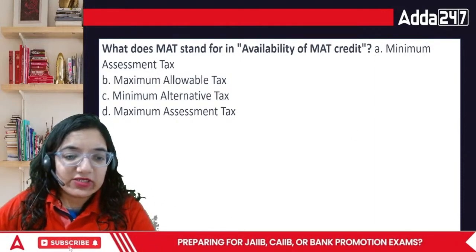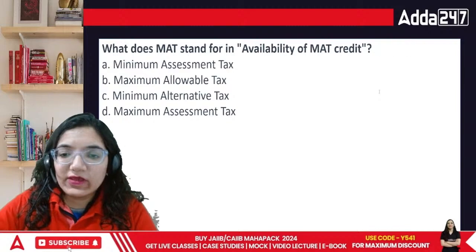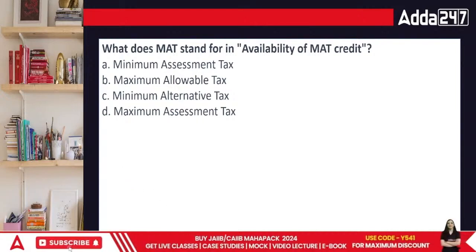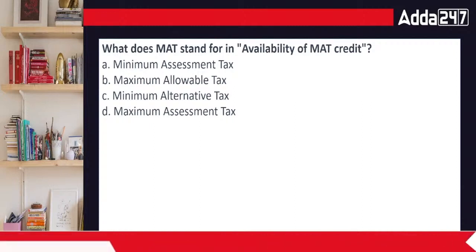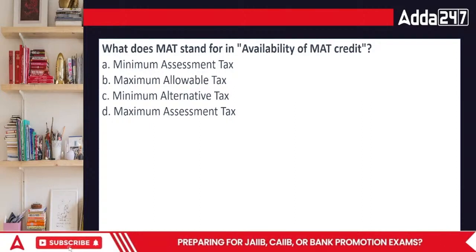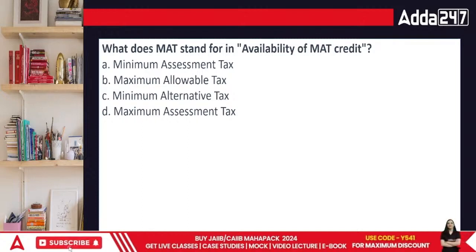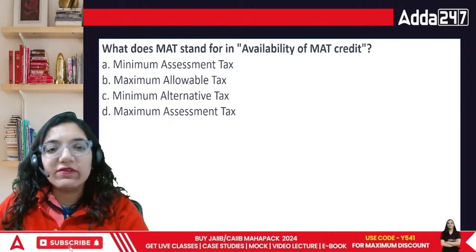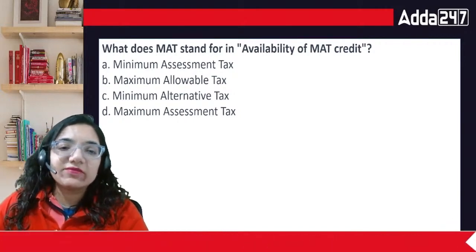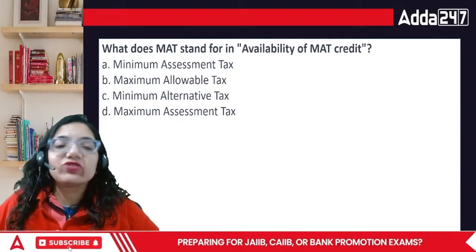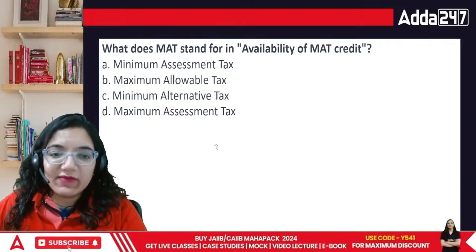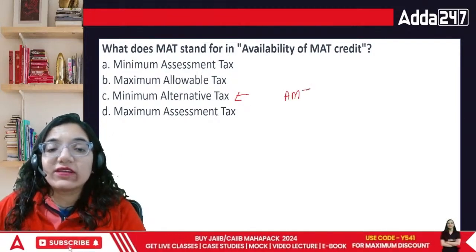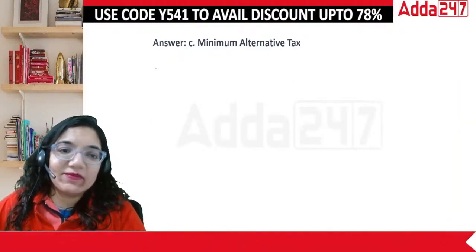The first question is regarding MAT. Availability of MAT credit. When we talk about availability of MAT credit, this is given in our book. So what do you mean by the term MAT, everyone? Is it minimum assessment tax, minimum allowable tax, minimum alternate tax? The MAT is actually minimum alternate tax. When MAT is levied on companies, it is called minimum alternate tax. When it is levied on you and me, it is called AMT, alternate minimum tax.